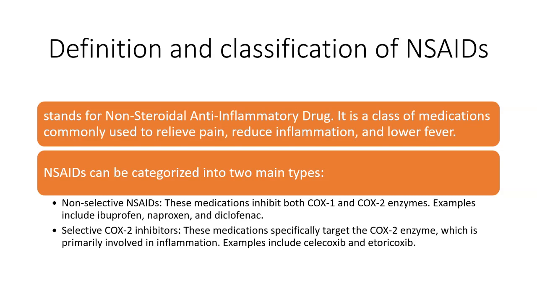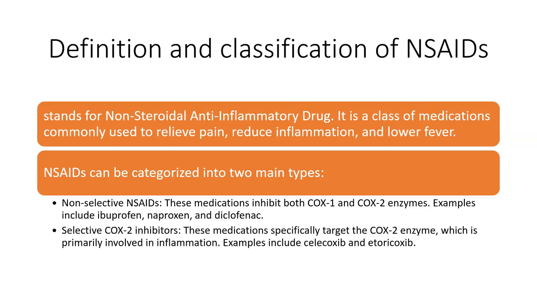Naproxen, effective for treating various forms of arthritis, muscle pain, and menstrual cramps. Diclofenac, often used for more severe pain and inflammation, such as in osteoarthritis and rheumatoid arthritis. Selective COX-2 inhibitors. These medications specifically target the COX-2 enzyme, which is primarily involved in the inflammatory process. By selectively inhibiting COX-2, these drugs aim to reduce inflammation and pain with a lower risk of gastrointestinal side effects compared to non-selective NSAIDs. However, selective COX-2 inhibitors may still have cardiovascular risks.